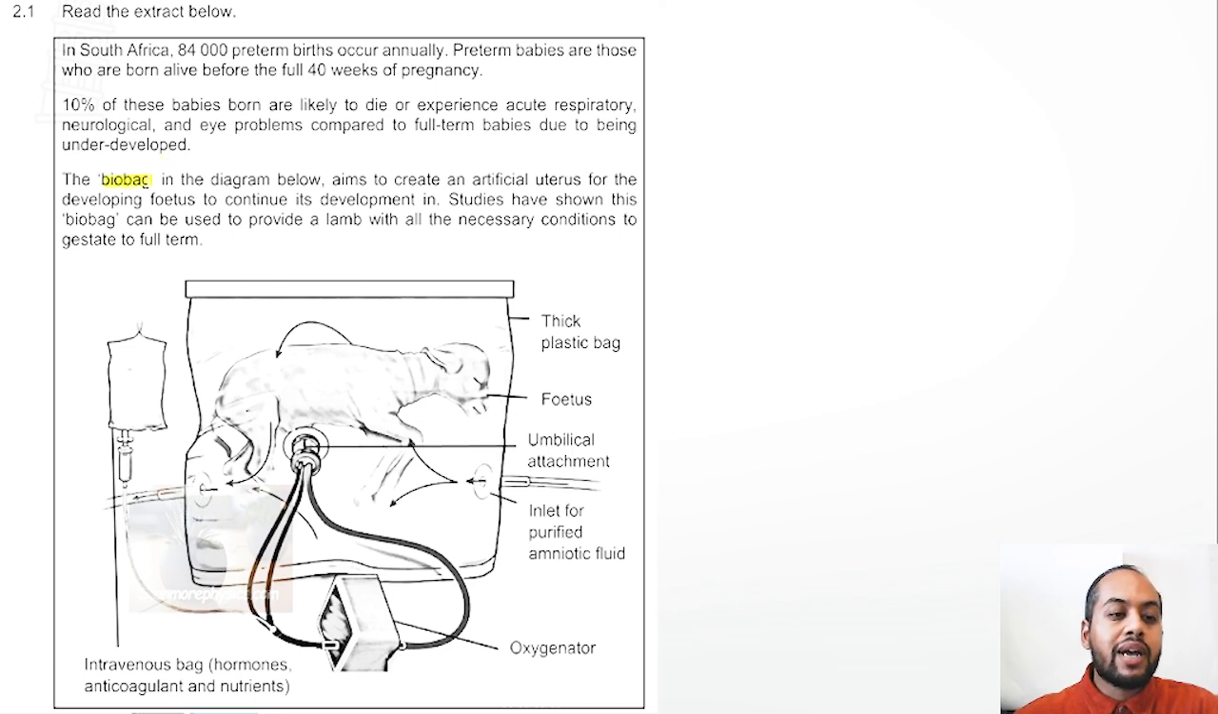The biobag in the diagram below aims to create an artificial uterus for the developing fetus to continue its development in. Studies have shown that this biobag can be used to provide a lamb with all the necessary conditions to gestate to full term. If we have a look at the actual structure given to us in the diagram, we have a thick plastic bag, we have the fetus, the umbilical attachment, the inlet for purified amniotic fluid, the oxygenator, and the intravenous bag where the hormones, anticoagulant, and nutrients are going to be.